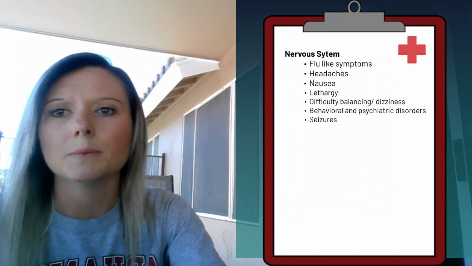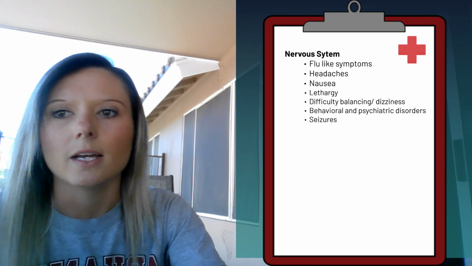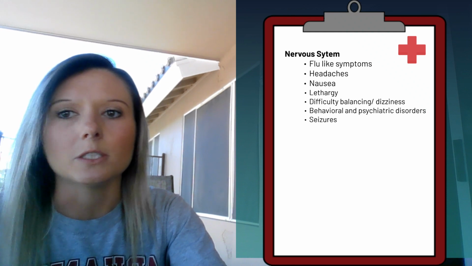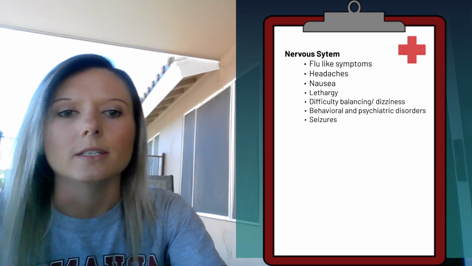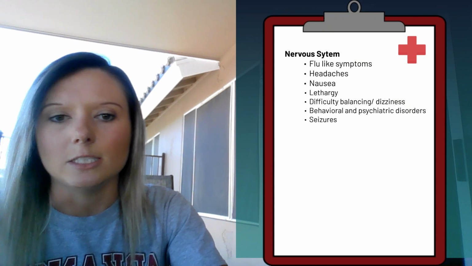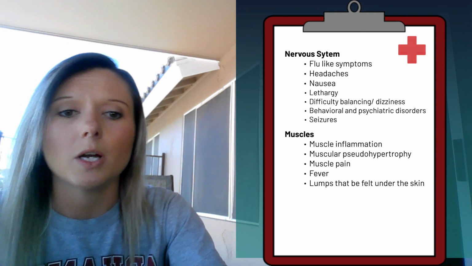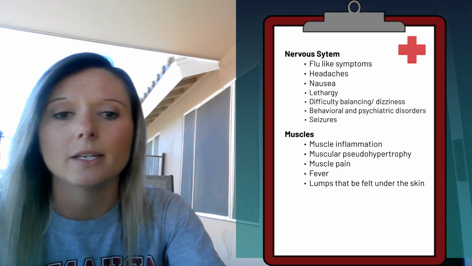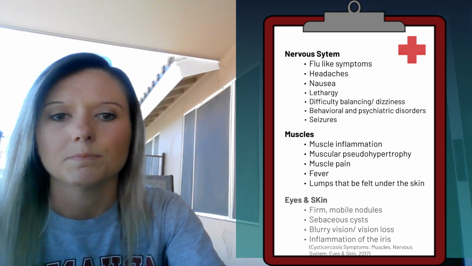So signs and symptoms will vary depending on which tissues the parasites are infecting. In the nervous system, which includes the spinal cord and commonly the brain, it can cause flu-like symptoms, headaches, nausea, difficulty balancing, and in some cases, seizures. It can also infect the different muscles in your body and cause inflammation and pain, and sometimes the lumps can be felt under the skin.